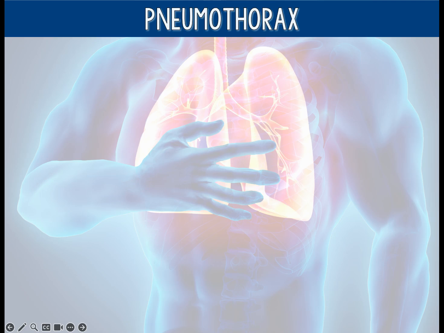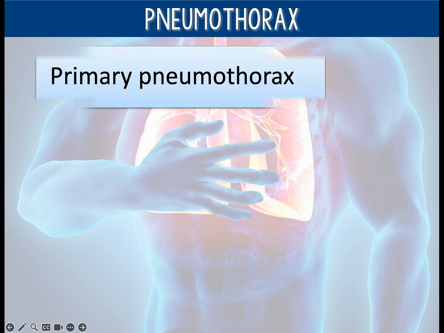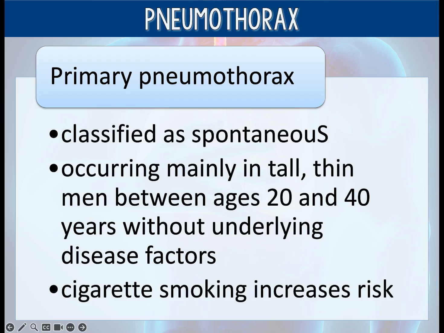So let's talk about the different types of pneumothoraces. A primary pneumothorax is characterized by the accumulation of air in the pleural space. It is classified as spontaneous, occurring mainly in tall, thin men between ages 20 and 40 without any underlying disease factors. I've actually seen this 3 or 4 times in my career.